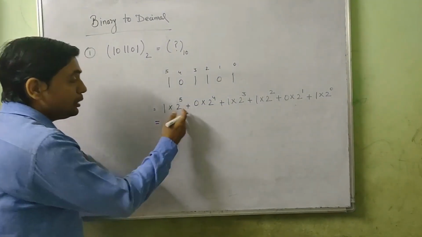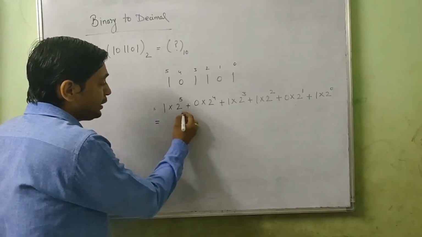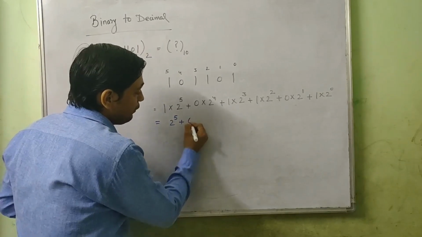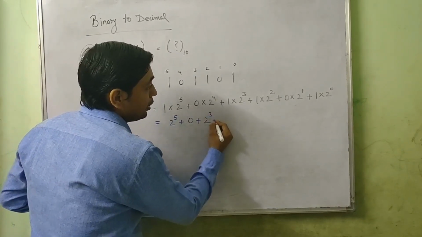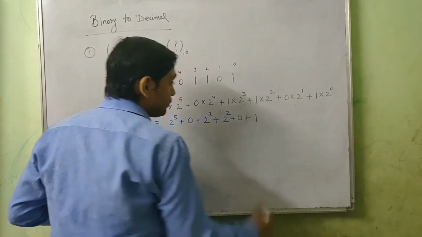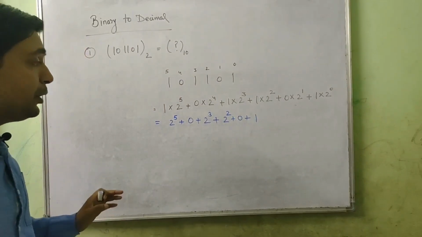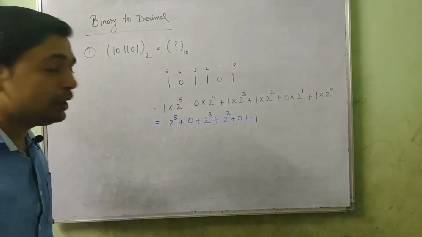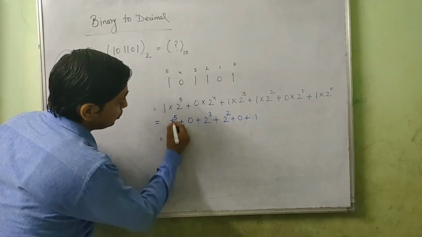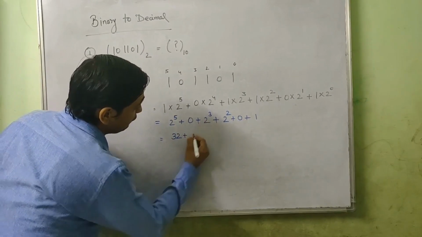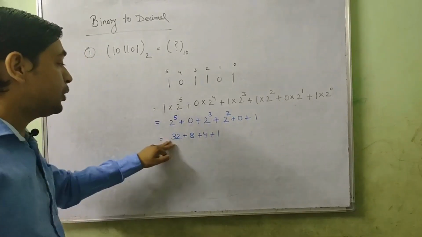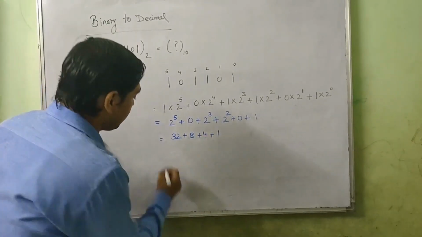Now all you need to do is note down these values. 1 multiplied with any number is that number itself, and 0 multiplied by any number is 0, okay. So 2 to the power of 5 plus 2 to the power of 3 plus 2 to the power of 2 plus 2 to the power of 0, which is 1. Now all you need to do is add them. No need to worry about the zeros because 0 is the additive identity. We need to add the rest. So 2 to the power of 5 is 32, 2 to the power of 3 is 8, 2 to the power of 2 is 4, and 1. 32 plus 8 is 40, plus 4 is 44, plus 1 is 45.